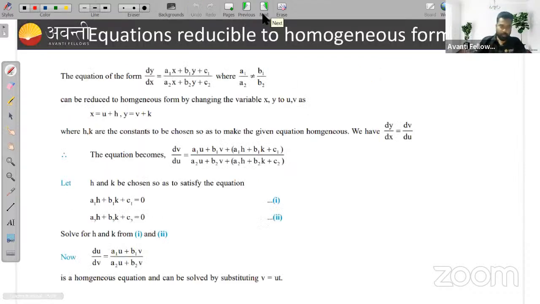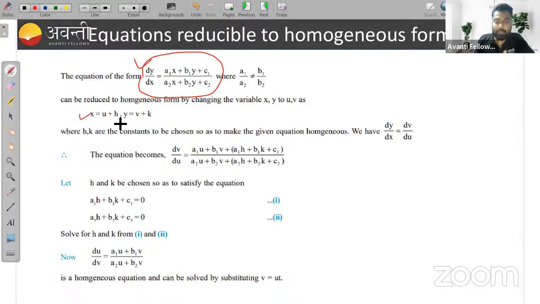Okay. So, equation reducible to homogeneous equation. Previously we have learned the equation reducible to variable separable form, but here it is equation reducible to homogeneous form. So how can we reduce it to homogeneous if it is not in the homogeneous form? If the equation is given like this, it can be reduced to homogeneous form by changing the variables x, y to u, v also.